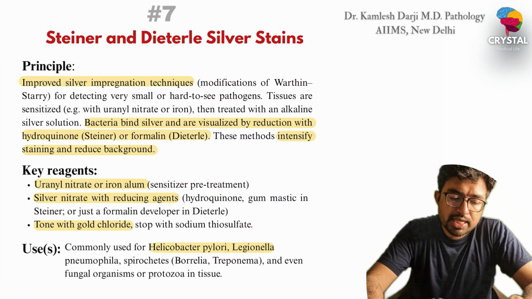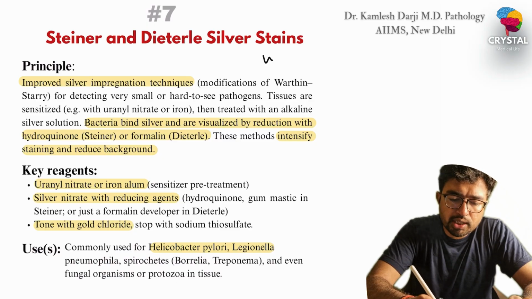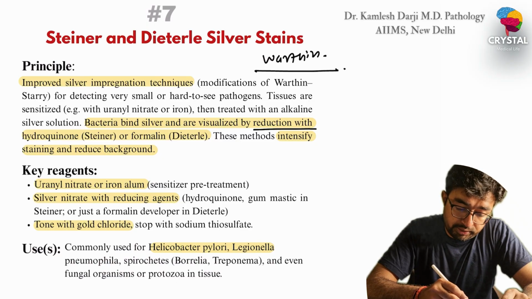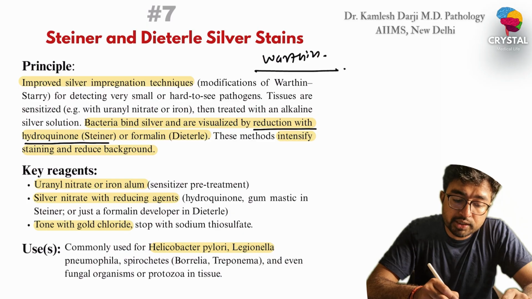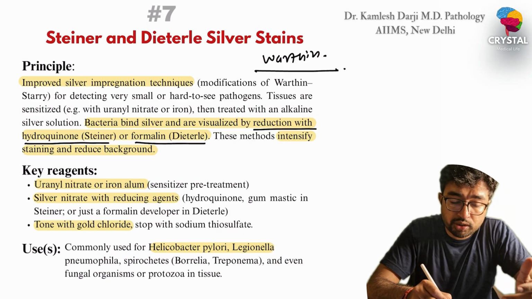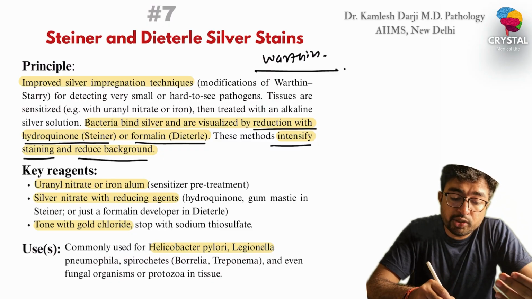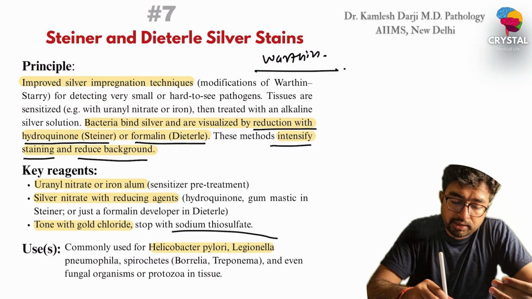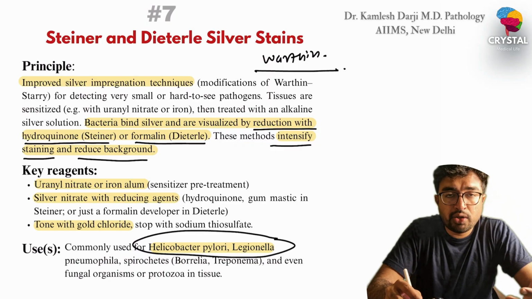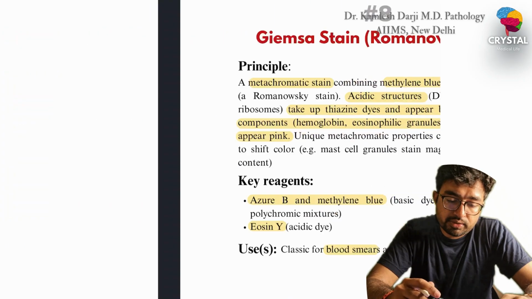Next stain is the Steiner and Dieterle silver stain, same as the Warthin Starry stain. You have to do the reduction process with hydroquinone in the Steiner, or formalin. If you are using formalin, then it is the Dieterle modification. This method intensifies the staining and reduces background. So same as for Helicobacter pylori or the Legionella silver stain.